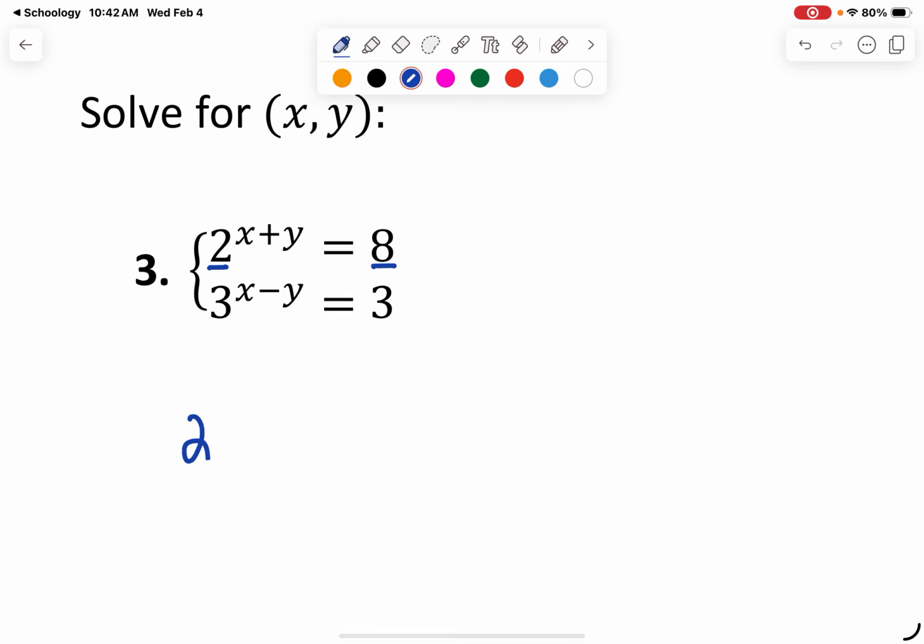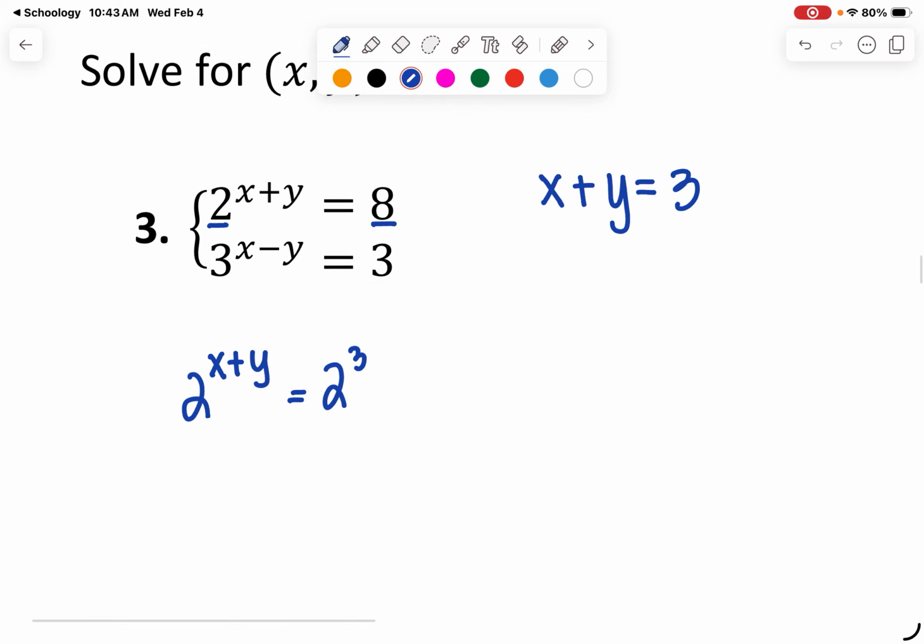So I'll do that. 2 to the x plus y is equal to 2 cubed. So there's an equation I can make from that. X plus y is equal to 3. Right? My exponents have to be equal to each other. And then this one is a 1 right here, so it's already ready to go. Right? X minus y is equal to 1.